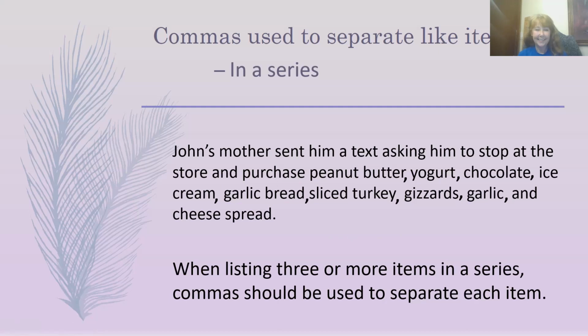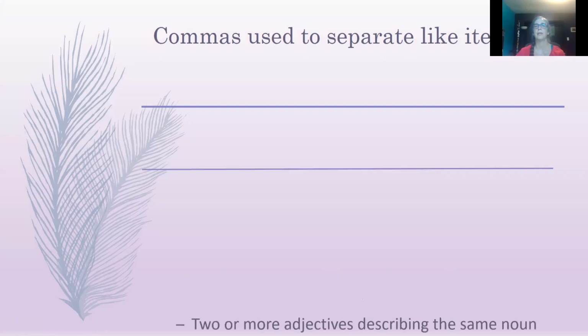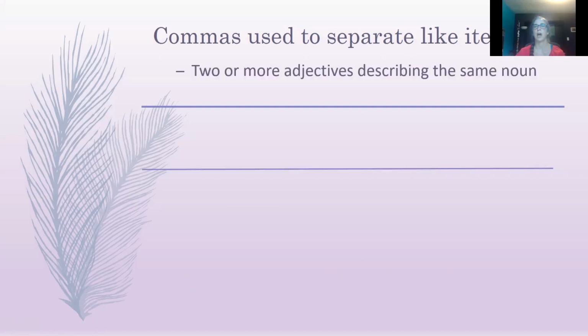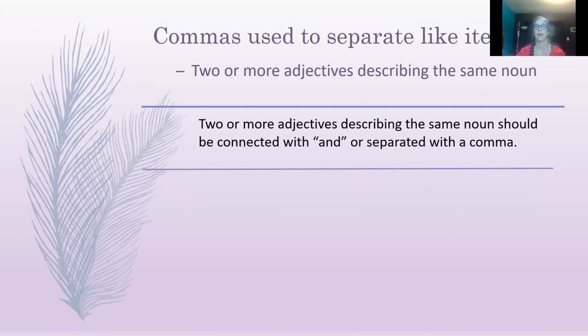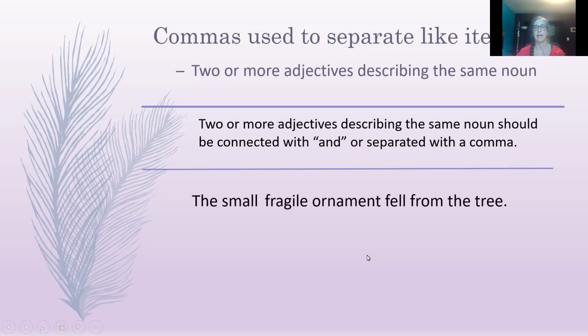All right. Well, then let's move on, because there's one other way that we use commas to separate like items, and that's when we have 2 or more adjectives describing the same noun. Now, there's 2 things that you can do with these 2 adjectives. In some situations, you can connect them with and in other situations, you can separate them with a comma. So let's look at some examples of that.